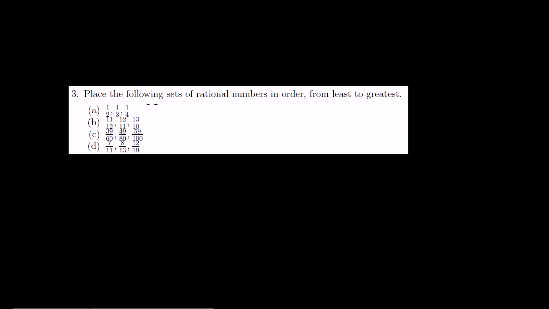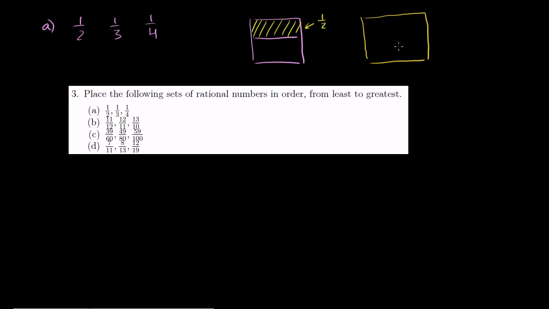Problem 3. Place the following sets of rational numbers in order from least to greatest. So let's do part A. I might not do all of these for the sake of time. 1/2, 1/3, and 1/4. So if you think about a pie, if you take a pie and divide it into just two pieces, 1/2 is half of that whole pie. That right there is 1/2. This right here, 1/4. 1/4 is, you take the same pie. You take the same pie. 1/4 is just that. So clearly 1/2 is greater than 1/4, or 1/4 is less than 1/2.